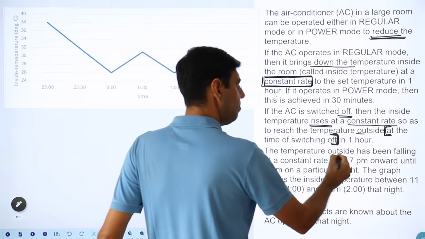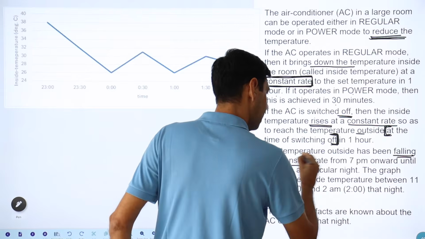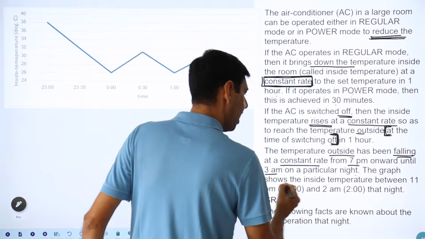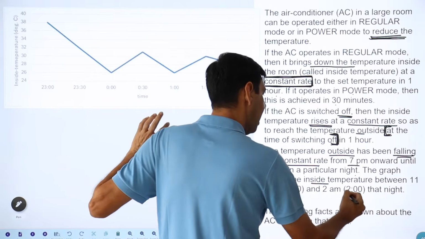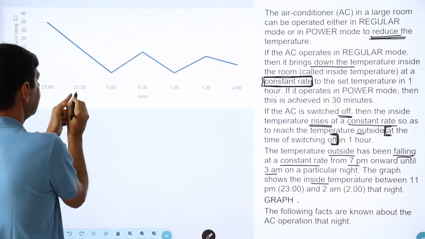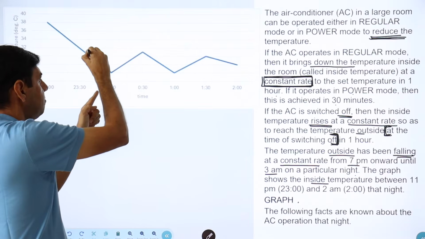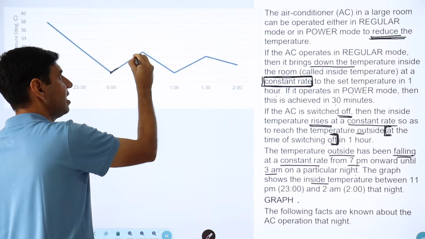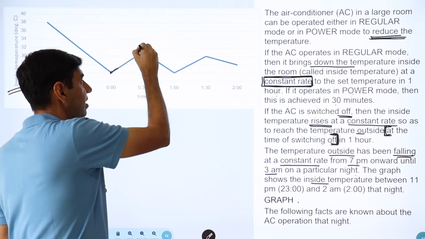Now the temperature outside has been falling at a constant rate. This is the outside temperature from 7 p.m. till 3 p.m. The graph shows the inside temperature, between 11 and 2. Now look here, the bigger picture is the temperature is dropping from 11:30, keeps dropping till 12, and at 12 it increases. It starts increasing till 12:30. At 12:30 again something must have happened, the temperature is dropping.